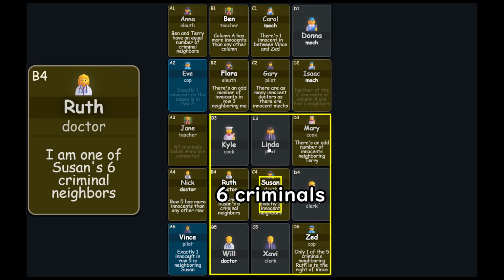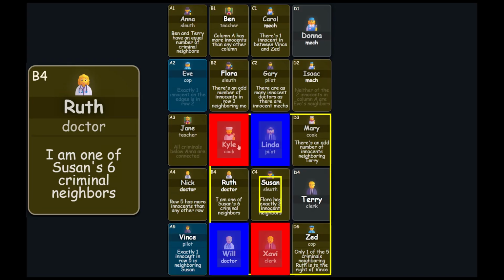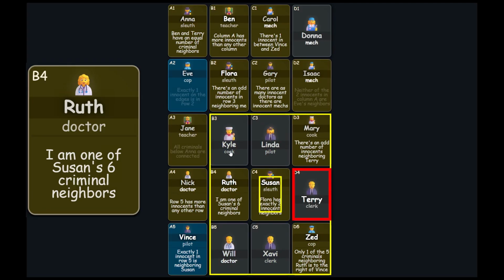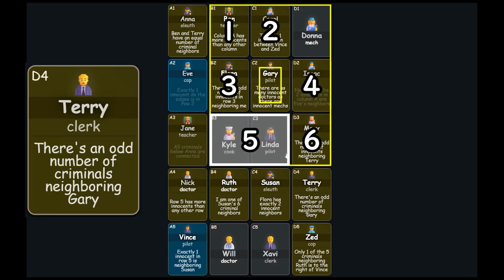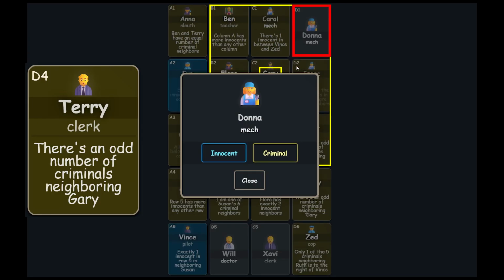Susan has 6 criminal neighbors, or 2 innocent neighbors. We know that there are 2 innocents among these 4 people, so we can mark Terry as a criminal. There's an odd number of criminals neighboring Gary. Gary currently has 6 criminal neighbors, and that's an even number, so Donna must be a criminal.